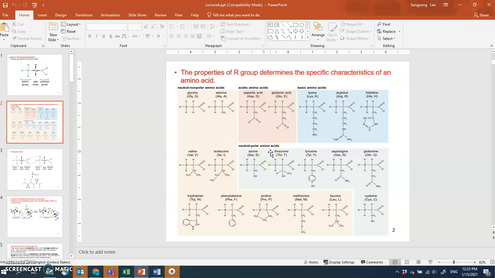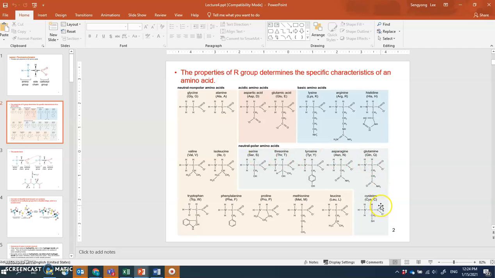Polar meaning what? They have a polar electronegativity structure, so they will interact with water molecules. So these are strongly hydrophilic amino acids. They can form hydrogen bonds with water molecules. So these are serine, threonine, tyrosine, asparagine, glutamine, and cysteine. These are all hydrophilic amino acids.